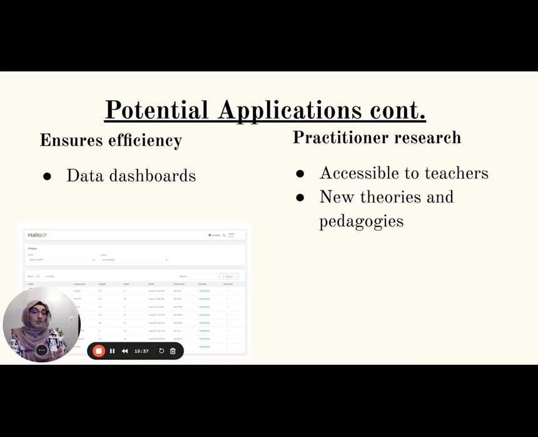It can also ensure efficiency, as a lot of these softwares provide data dashboards. And through the data dashboards, it is easier to discern themes among proficiencies that can be later added to code in coding softwares. As well, it opens the door for practitioners to turn into researchers, practitioner-turned researchers from the classroom. A lot of these applications are accessible to teachers as it is, and it will create an opportunity for teachers to discover new theories and pedagogies since they are already using the applications in the classroom.